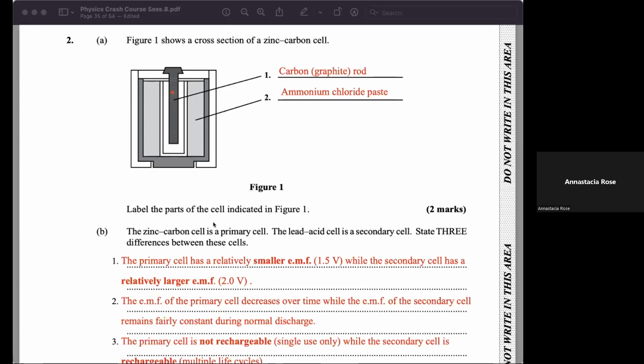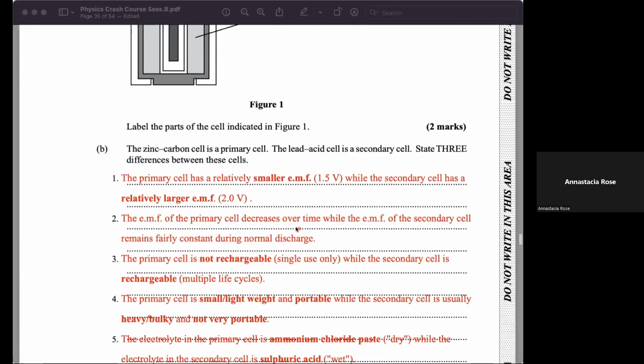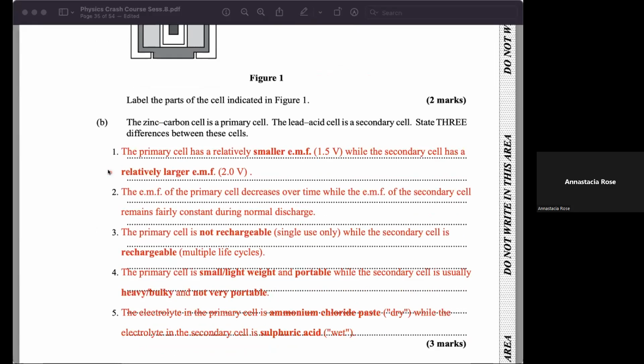Now we're being told that the zinc carbon cell is a primary cell, and the lead acid cell is a secondary cell. You have to state three differences between the primary and secondary cell. So we know that the primary cell has a smaller EMF, about 1.5 volts, compared with that of the secondary cell, which is about 2.0 volts. For the primary cell, the EMF will decrease over time, but for the secondary cell, the EMF will remain fairly constant as it discharges normally.